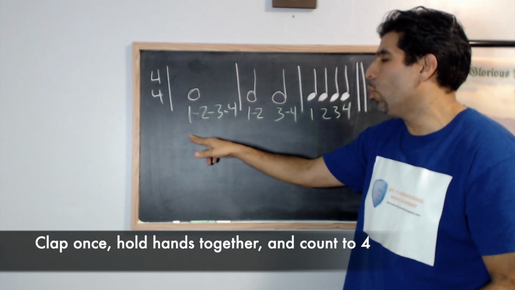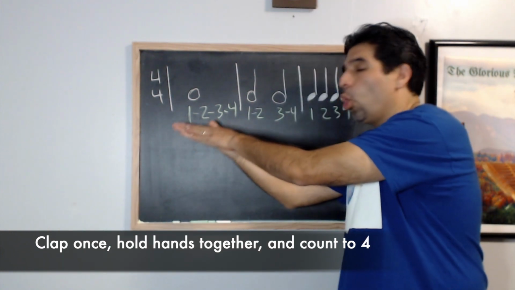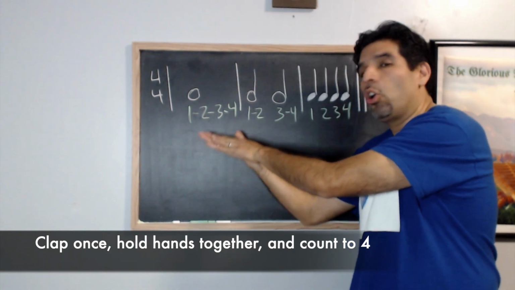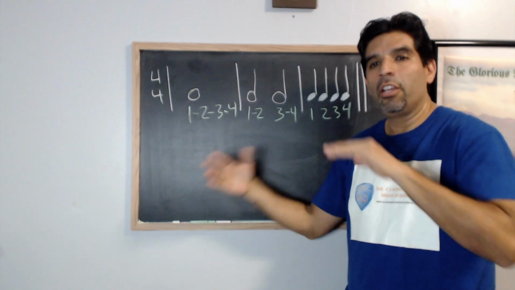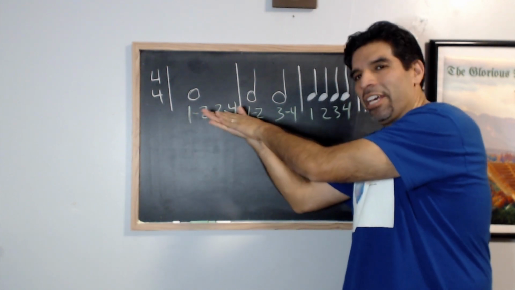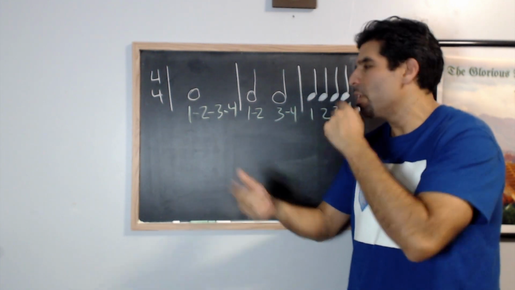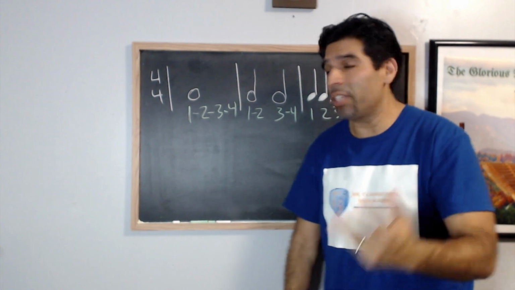This is our whole note, and we would clap that, okay? It's going to go 1, hold 2, hold 3, hold 4, and then you're done. Notice that I clapped once, and I held and I counted all the way to 4, and then I released, okay? So that's the idea. So try it with me, guys, okay?